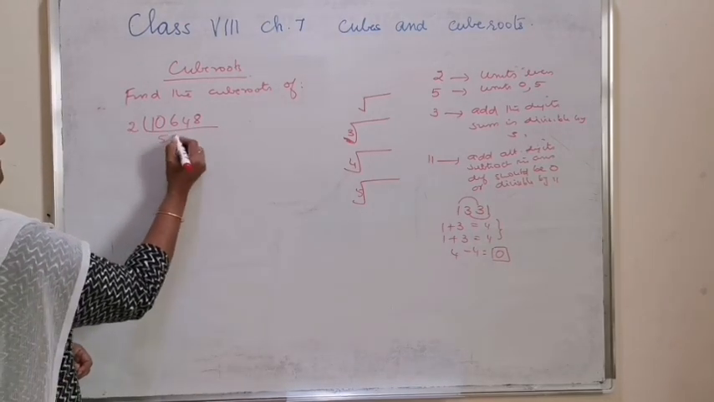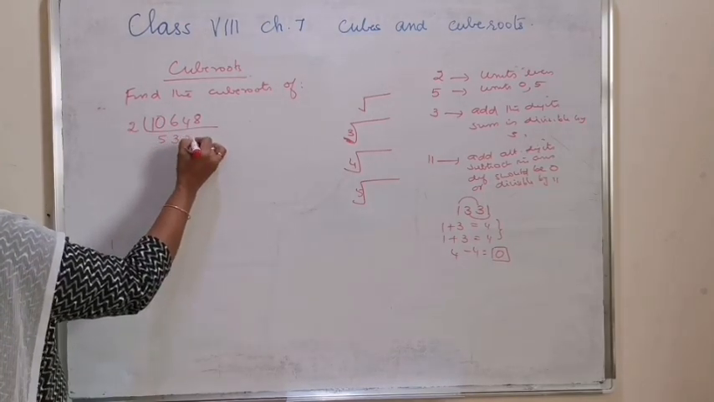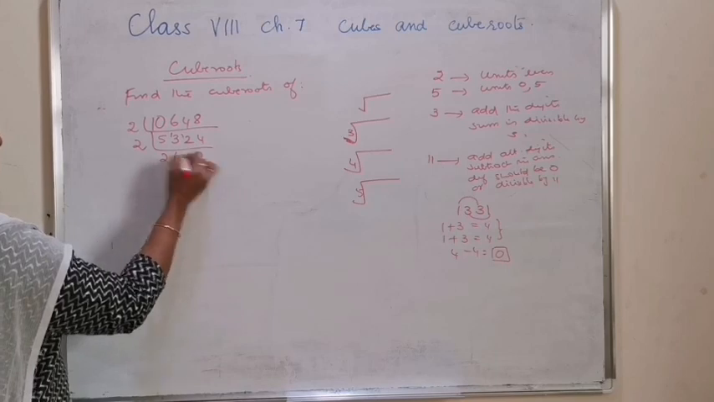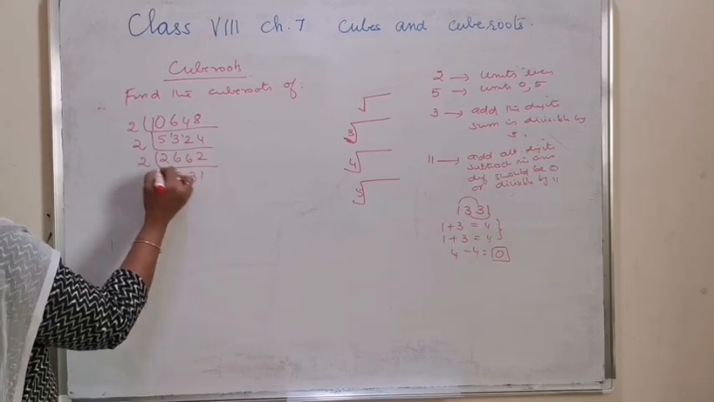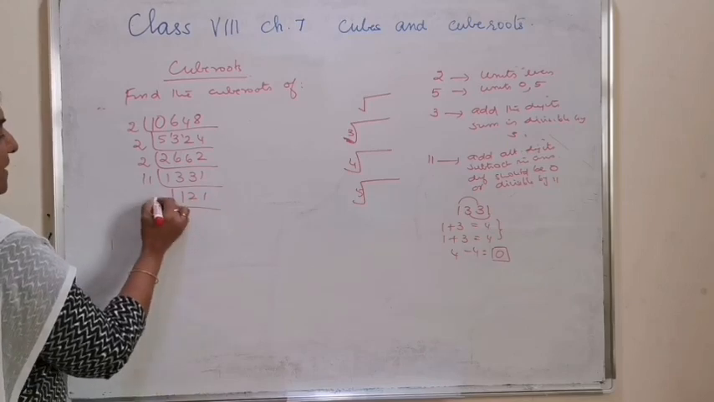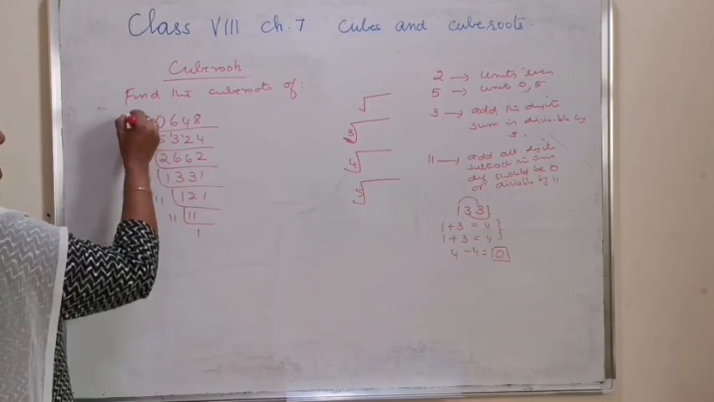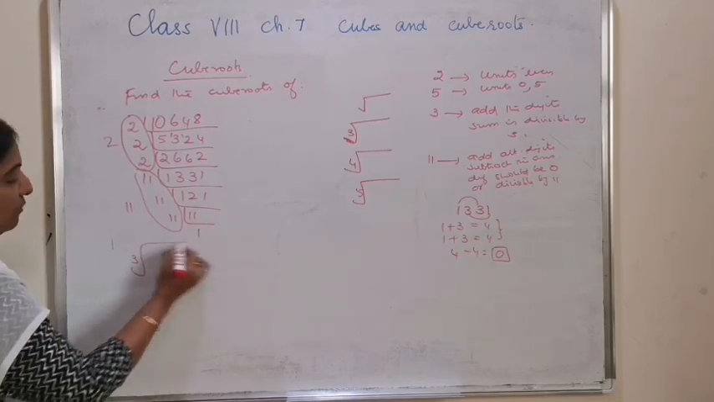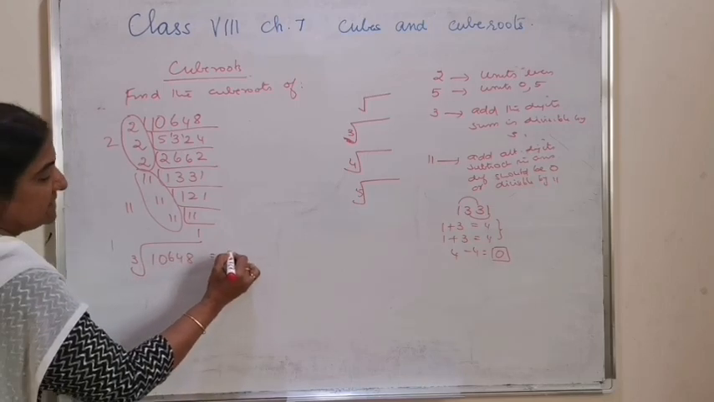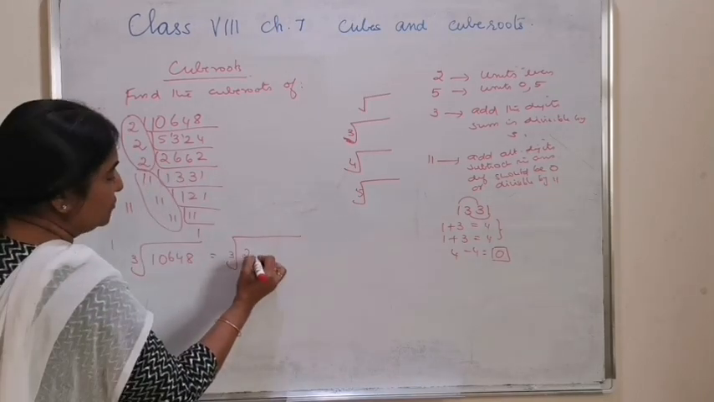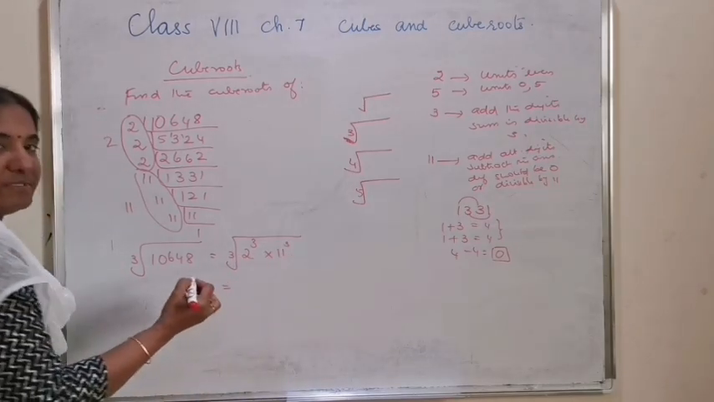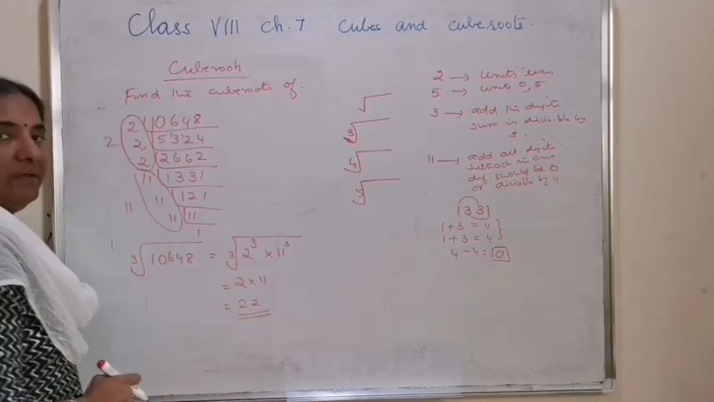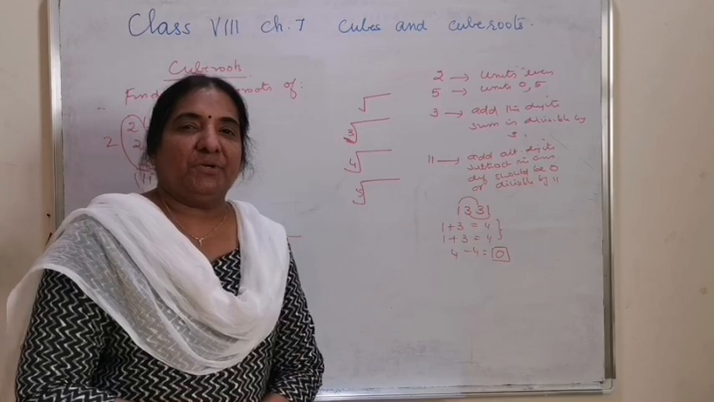10,648 divided by 2 is 5,324. Divided by 2 is 2,662. Divided by 2 is 1331. 1331 divided by 11 is 121, and 121 divided by 11 is 11. Cube root of 10,648 is the same as cube root of 2 cubed into 11 cubed, which is the same as 2 into 11 equal to 22. You must write the steps as shown here.